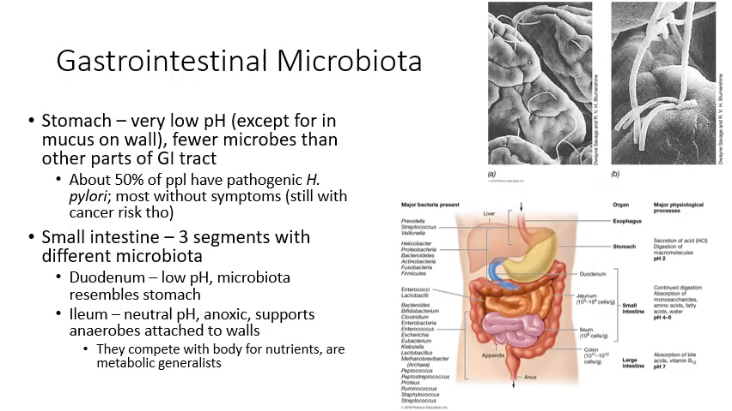So first we'll just go through the microbiota of all the organs that have one, starting with the gastrointestinal tract, or the GI tract. The first organ in the GI tract we'll talk about is the stomach. The stomach is an unusual organ because it has a really low pH, around 2, which is really acidic.